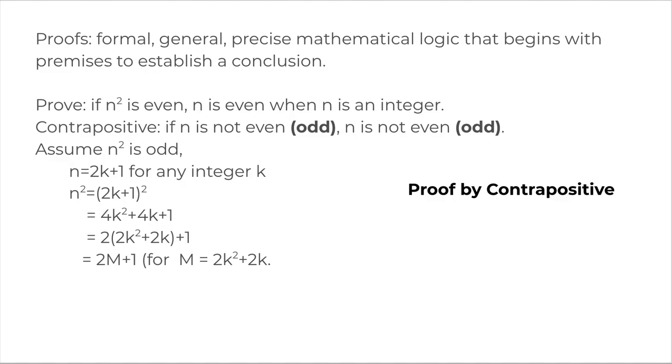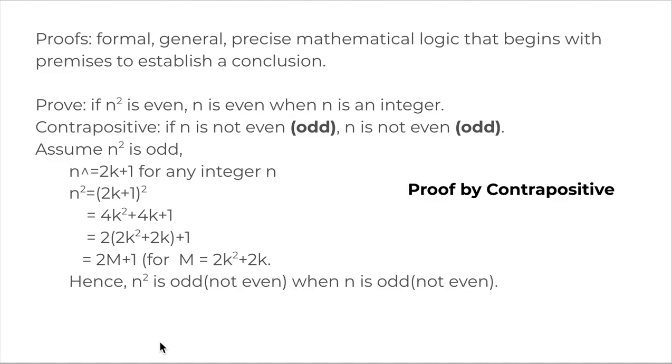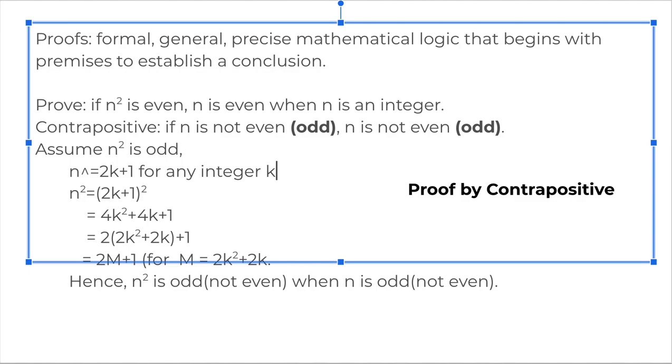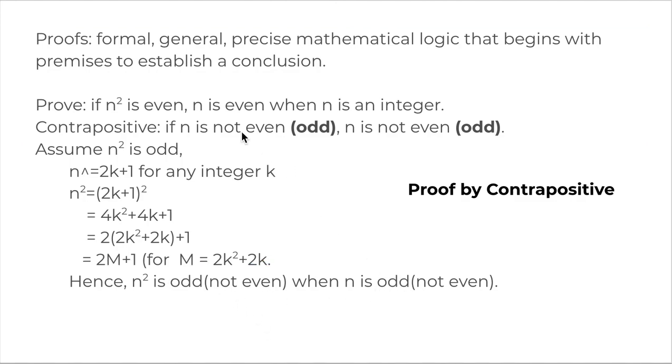Okay, so this is where you proved that n square is odd when n is odd. So that is, n square is not even when n is odd. That is, n is not even. So that's the proof, that you proved the contrapositive statement. And we know that an implication and its contrapositive statements are both equivalent, and hence if you prove the contrapositive statement, you just prove the implication once again, right?